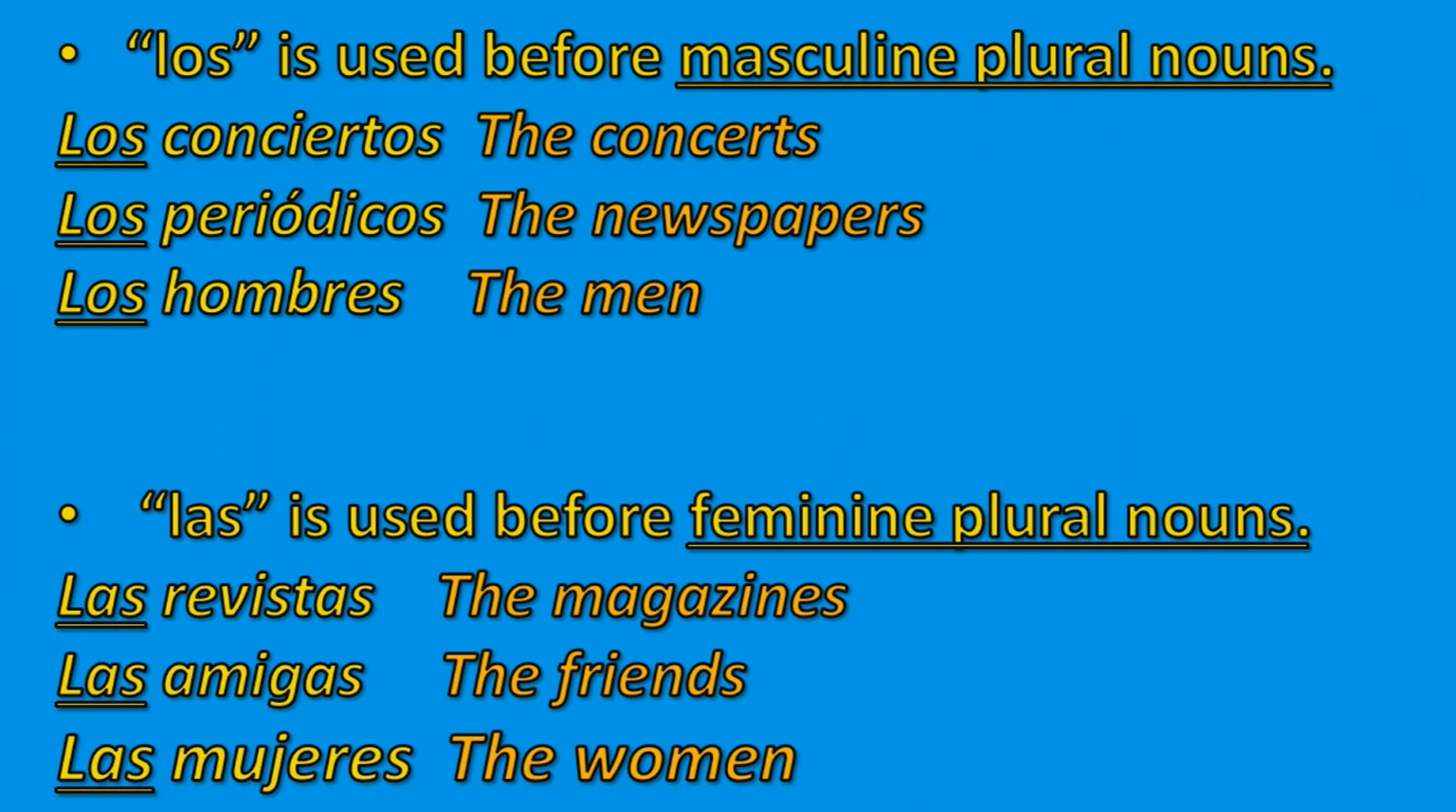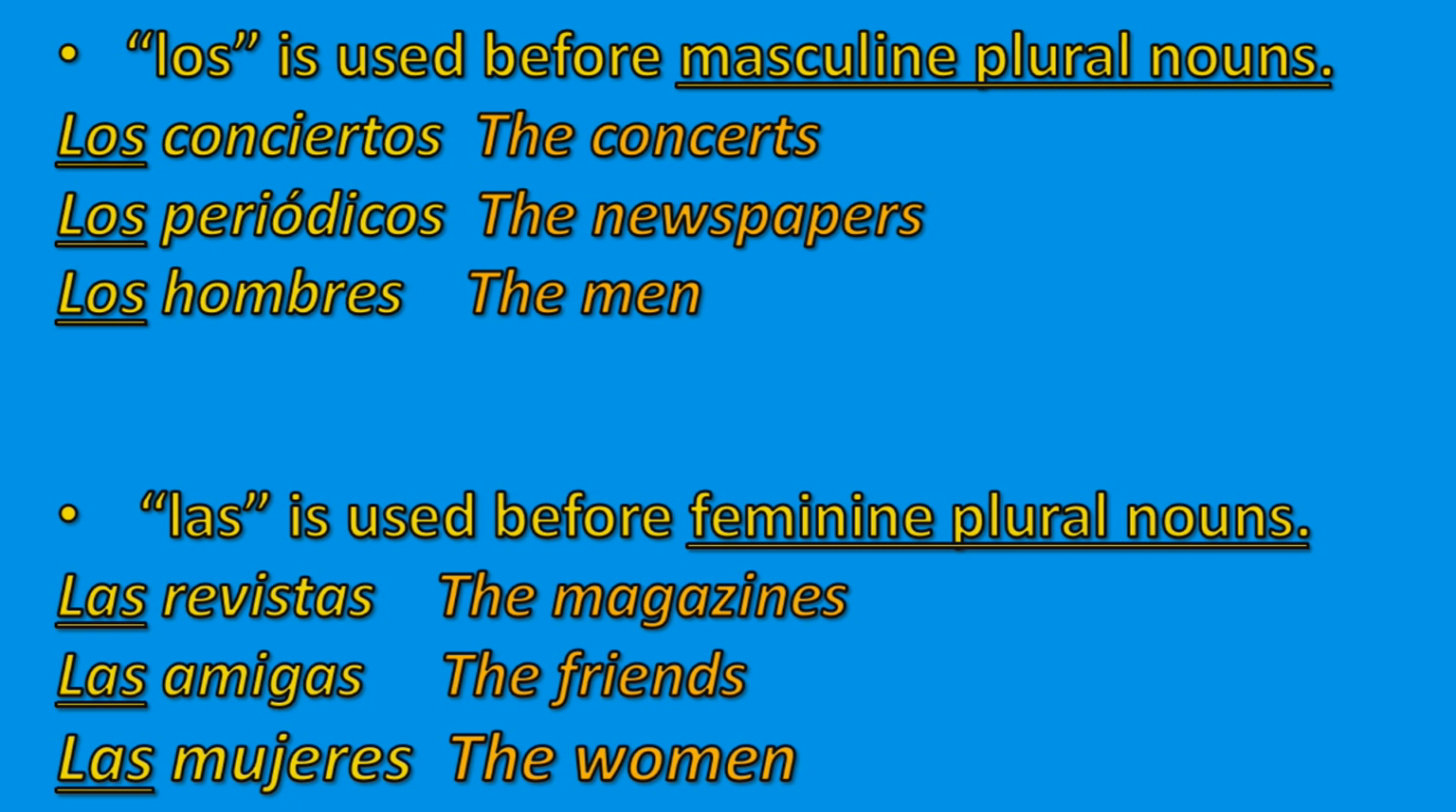Los is used before masculine plural nouns. So I say, for example, los conciertos. Concierto, remember that ends in an O, so it's masculine. But if I want to make it plural, the only thing I have to do in Spanish is add an S at the end of the noun, of the word, and I say conciertos. And if I have to use the definite article, I say los conciertos, because concierto is masculine. And in this case, it's plural because I say conciertos, so the concerts, los conciertos.